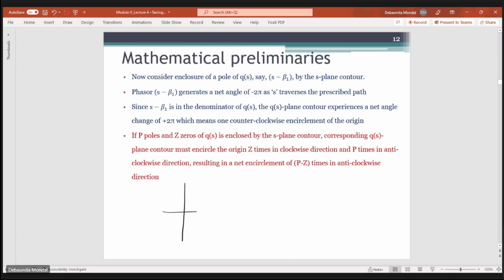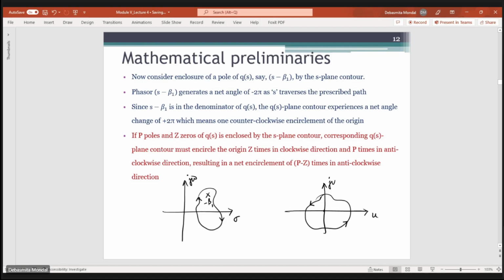Let's say you enclose a pole over here, which is minus beta 1. This is your S plane, sigma j omega, and we are moving in the clockwise direction. Similarly, if you enclose a pole, in the QS plane the origin would be enclosed, and it would experience a net phase angle change of +2 pi. That means it would be encircled in a counterclockwise direction.